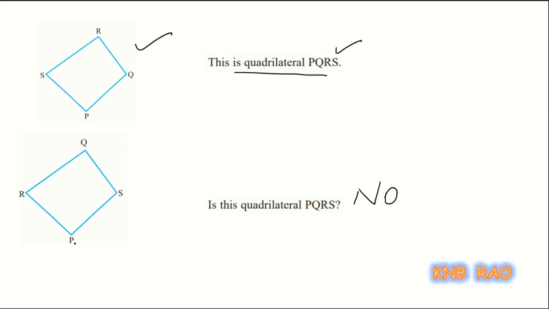Because in the name of this figure, if I want to say PQRS, Q should be next to P. But next to P, we don't have Q. Next to P, we have got S. So if you want to name it, you can name it as PSQR. That is how you can name it. Or you can name it as RPSQ or QRPS, but not PQRS. Okay.